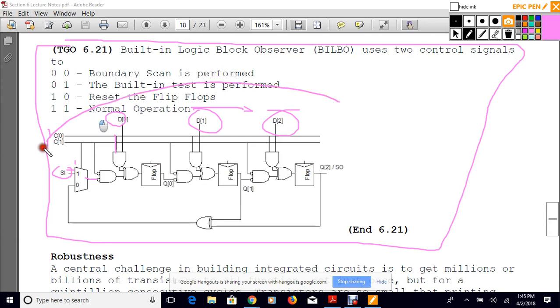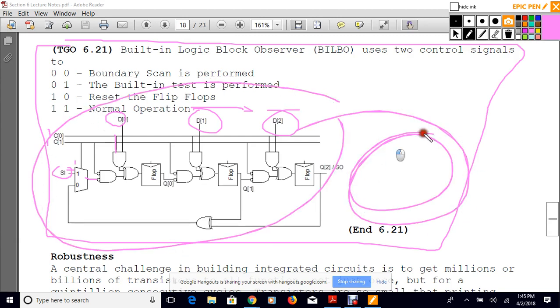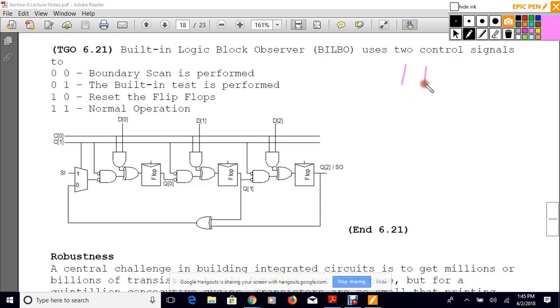So the whole idea is we're using these all around the circuit to then say, all right, normally I want it 1, 1, I want it operating. And I can use that to monitor if the circuit should work. But if I want to do built-in self-test or boundary scans, I could actually do that. If I want to reset the flip-flops to start normal operation again, I do 1, 0, and I go back to 1, 1.